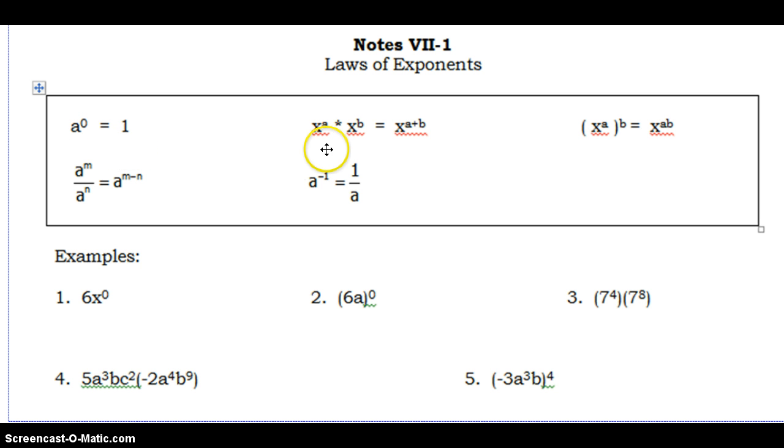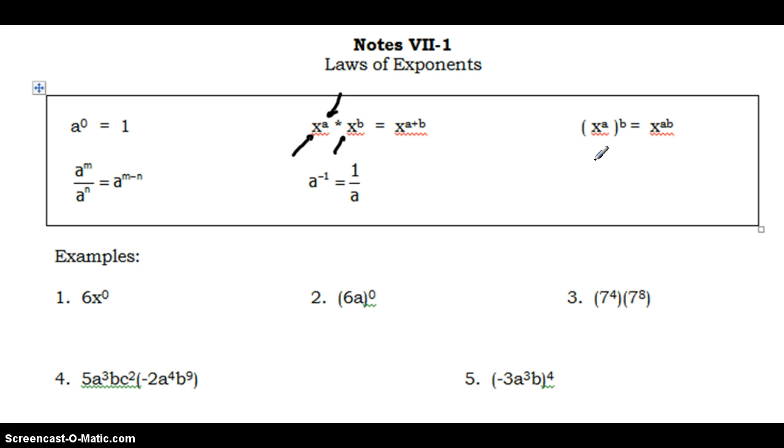The second law of exponents is when you have the same base, and by base I mean, in this case, the base is x. As you can see, they have the same base, and the power or exponent is what it's raised to. So in this case we have x to the a power times x to the b power. When the same bases are being multiplied, you add the exponents. So x to the a power times x to the b power is equal to x to the a plus b power.